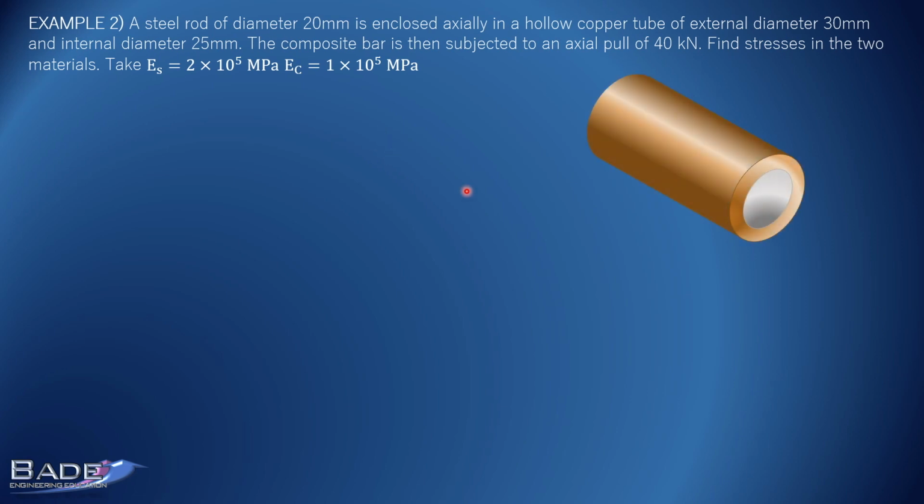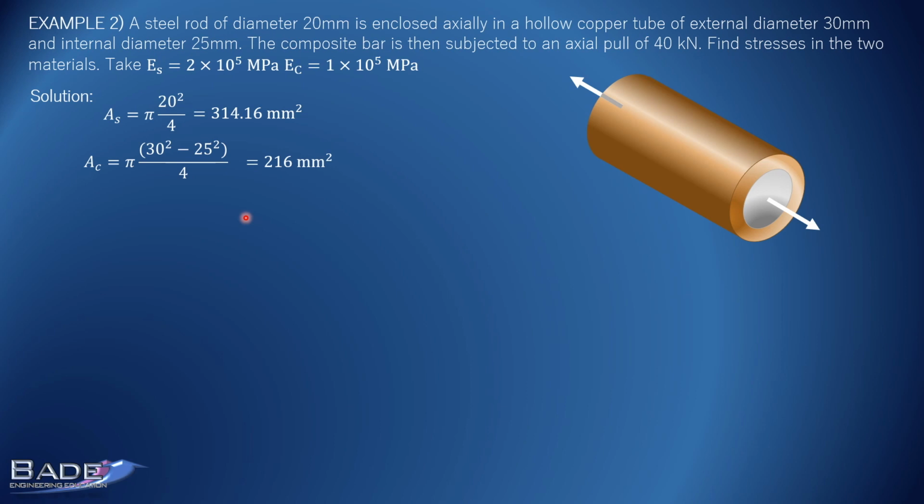Okay, so let's proceed. Here outer is copper, inner is steel. It is a solid bar. It is carrying tensile loads. But remember, this load is taken by the entire cross section. Area of steel, pi d squared by 4. Check diameter of steel. Copper tube is hollow. Outer diameter squared minus inner diameter squared. Basic formula is pi d squared by 4. So this is how we have found area of the copper tube. Now, use conditions of equilibrium.